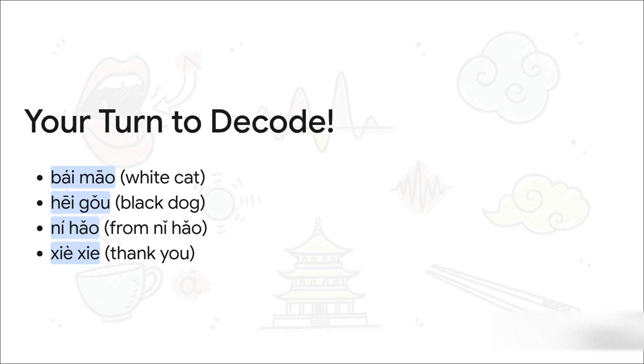Next one, hēi gǒu. High first tone, then the dipping third tone. Now, how about hěn hǎo? Remember that rule? Two third tones in a row? It's written with two third tones, but we say it with a rising tone first. Hén hǎo. And finally, xièxie, a falling fourth tone followed by a light neutral tone. Go on, give them a try yourself.